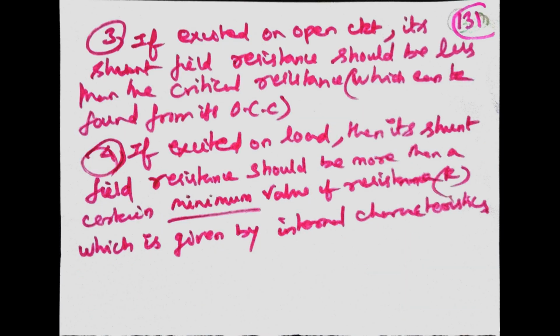If excited on open circuit, its shunt field resistance should be less than the critical resistance, which can be found from its OCC. If excited on load, then the shunt field resistance should be more than a certain minimum value of resistance R, which is given by the internal characteristics.